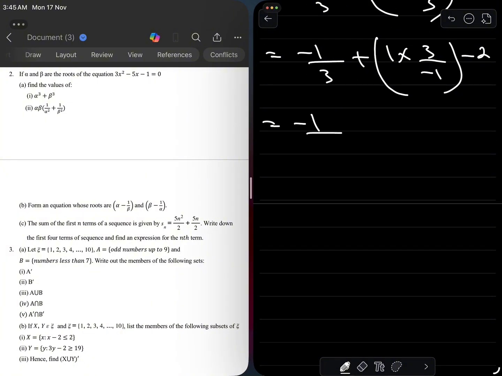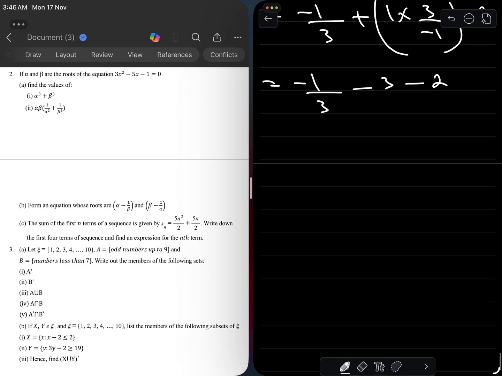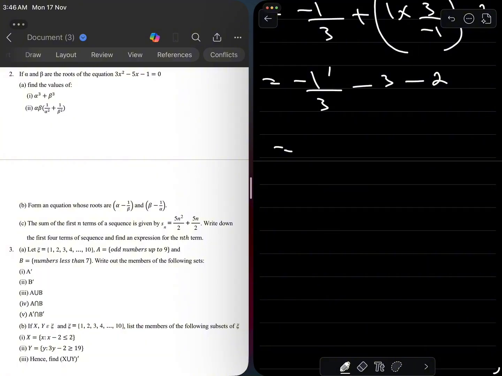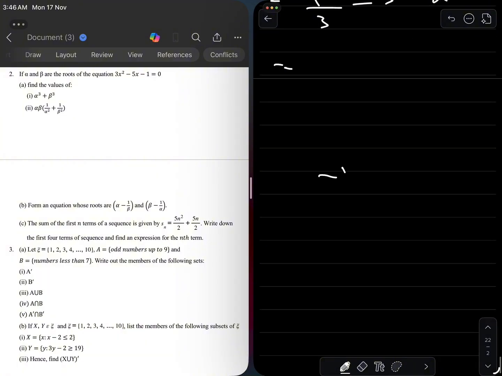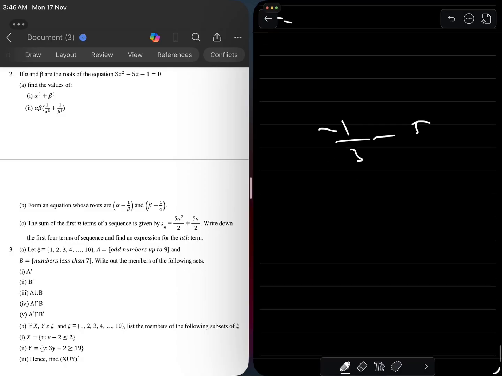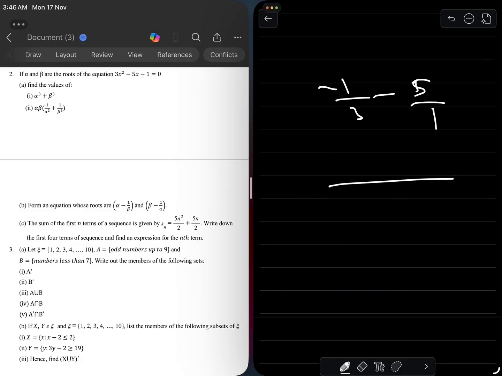And that's equal to minus 1 over 3 plus, okay, that's minus 1 over 3. 1 times 3 over minus 1 is minus 3. And when you open the bracket here, you have minus 3. So that's minus 1 over 3 minus 3 minus 2. And that simply means minus 1 over 3 minus 5. So let's do that. The LCM is 3.